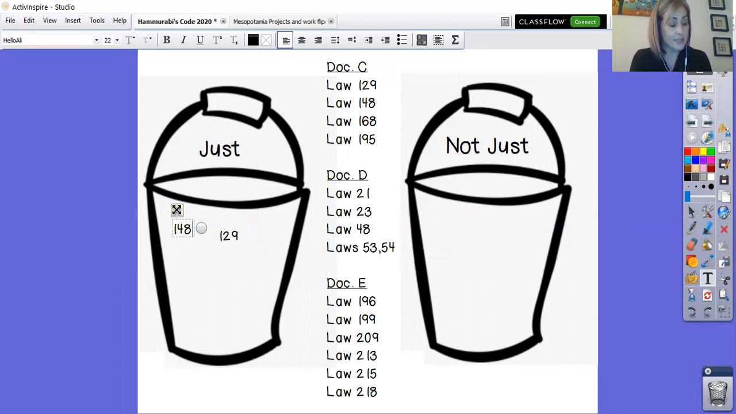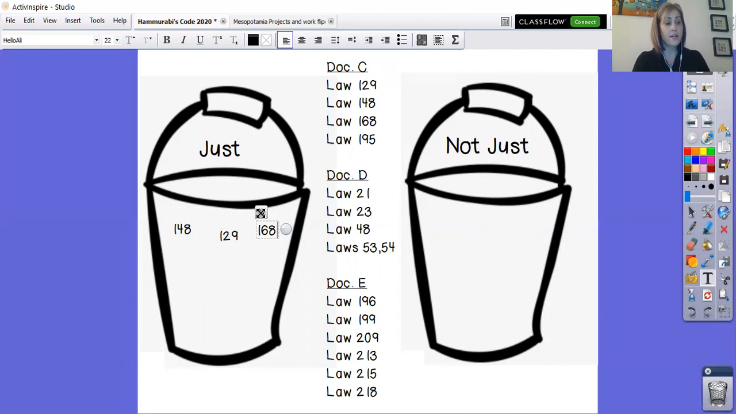Law 168 says, if a man has determined to disinherit a son, means leave him no moolah, but the son has not done anything wrong, then the father cannot do that. He must leave the money to the son. So now you're going to decide, law 168, is that just or unjust? All right, so let's say I'm going to have it here. And these are just examples.